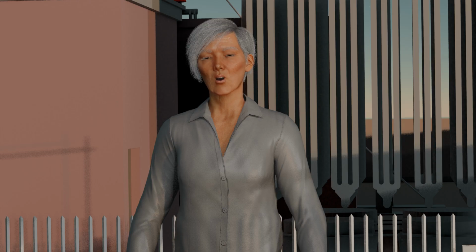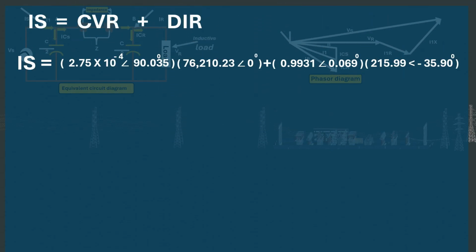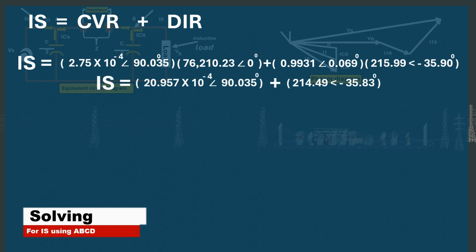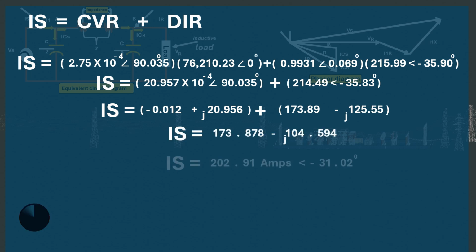In the same vein, we can also calculate for the sending end current, Is. With these, we will have these here. So when we multiply the polar form at both sides, we will have these here. Again, before we can add both sides, we will have to convert from polar form to rectangular form. So we can now add both sides. When added, we will have this here. And when converted back to polar form, the sending end current will be 202.91 amperes at an angle of minus 31.2 degrees.